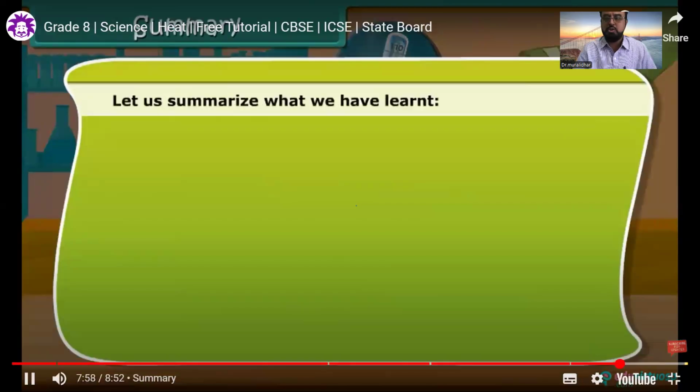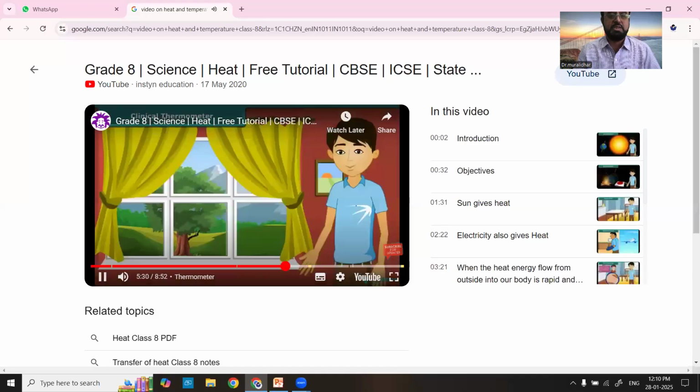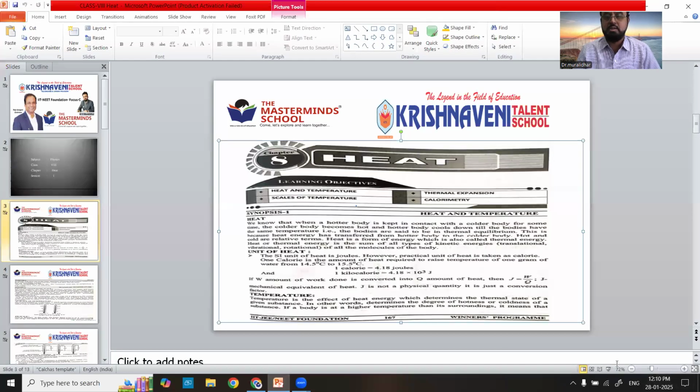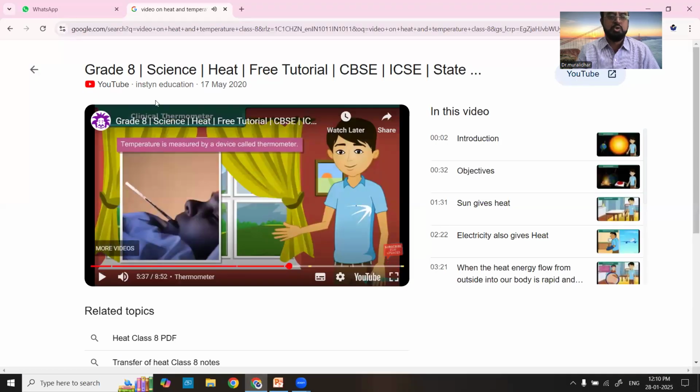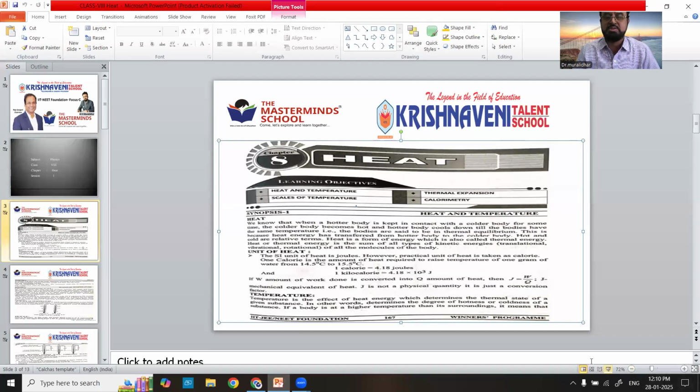Let us summarize what we have learned. We learned about cold, heat and warm, and what temperature is. Now that we have learnt about temperature, we looked at the device used to measure it. So we learned about the two important concepts, heat and temperature.